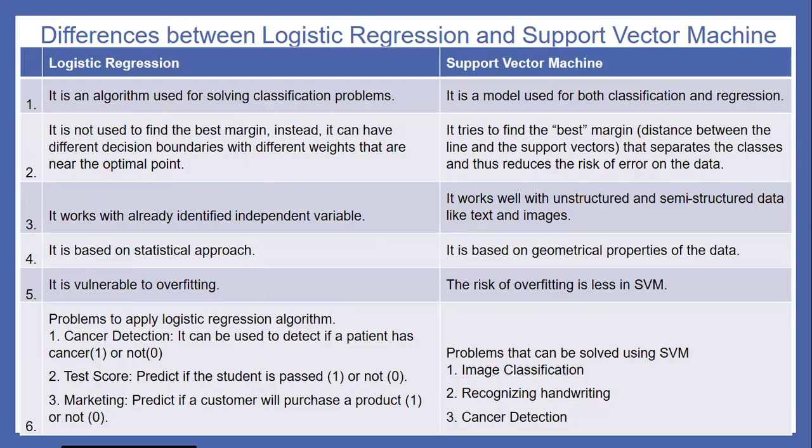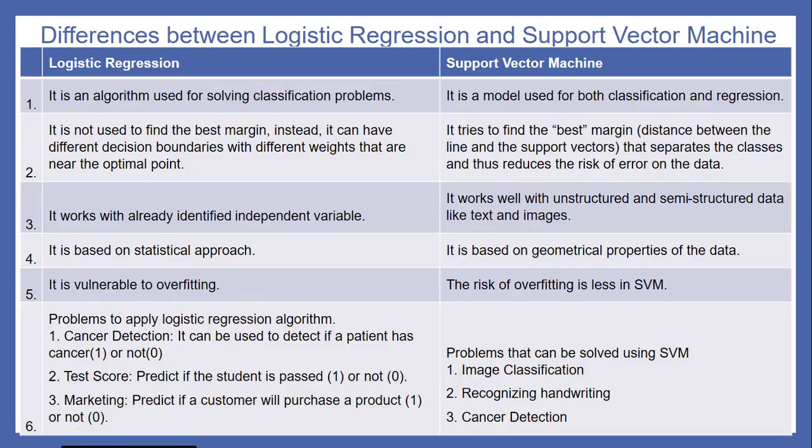Moving to the question: difference between logistic regression and support vector machine. Logistic regression is an algorithm used for solving classification problems. Support vector machine is a model used for both classification and regression. Logistic regression is not used to find the best margin. Instead, it can have different decision boundaries with different weights that are near the optimal point.